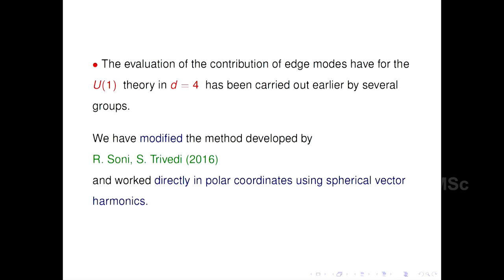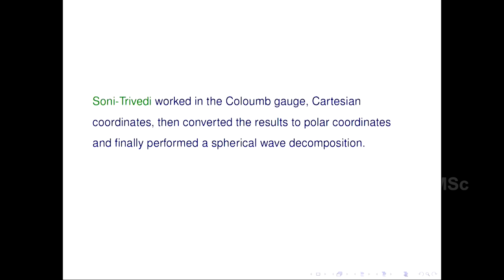Now, this method of evaluation of edge modes has been carried out by several groups actually. We have just done it in the spherical coordinates, for generalization to the graviton. And we have modified the method originally developed by Sawhney and Trivedi, who worked in Cartesian coordinates. And we worked in polar coordinates in this manner. It leads to a simplification which helps us to generalize for the graviton. And they worked in the Coulomb gauge, more appropriate for the Cartesian coordinates, and performed a spherical wave decomposition towards the end to bring the 2-point correlator into diagonal form.